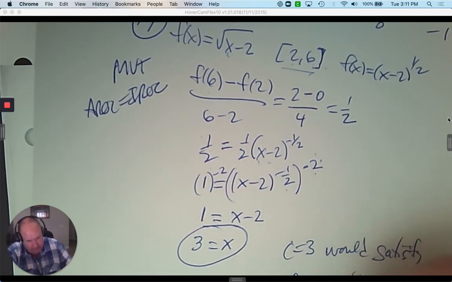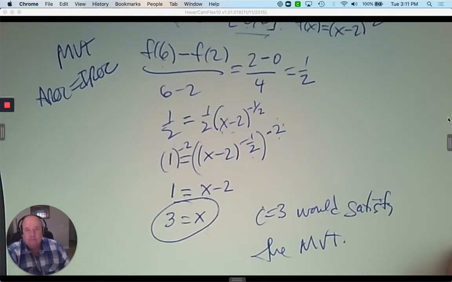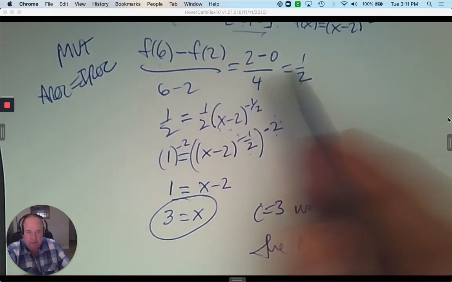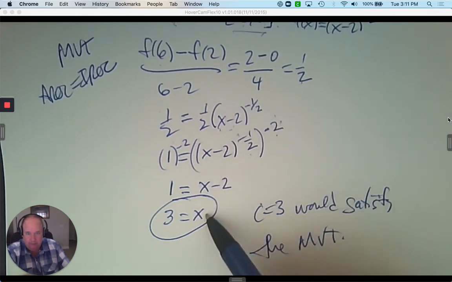the mean value theorem. A rock equaling I rock, so the average rate of change equaling the derivative, solve for x, and you got it.